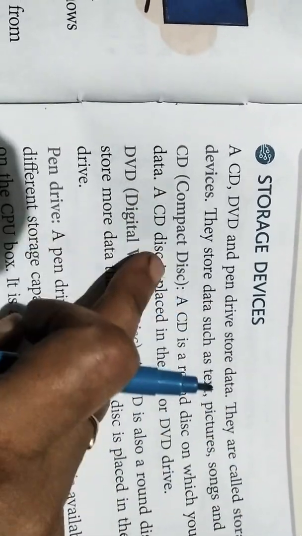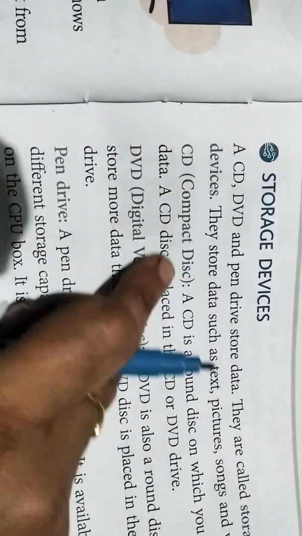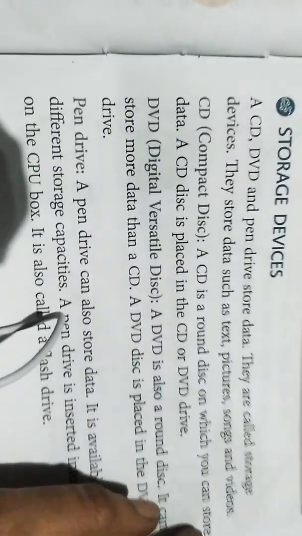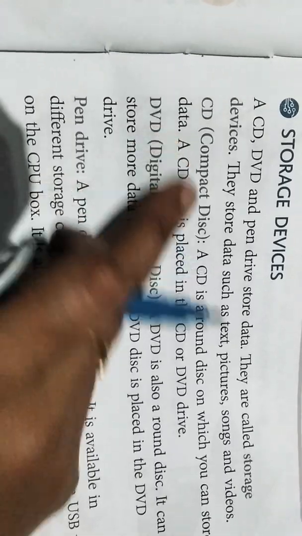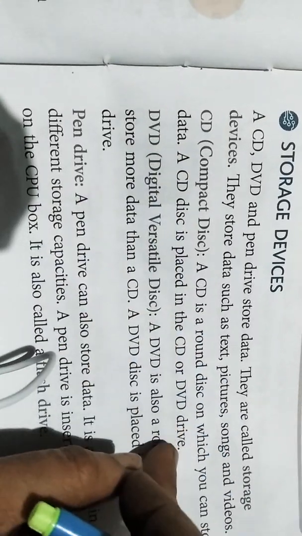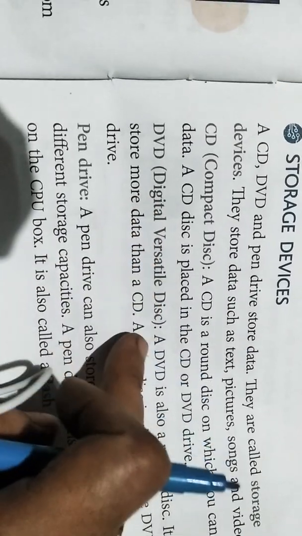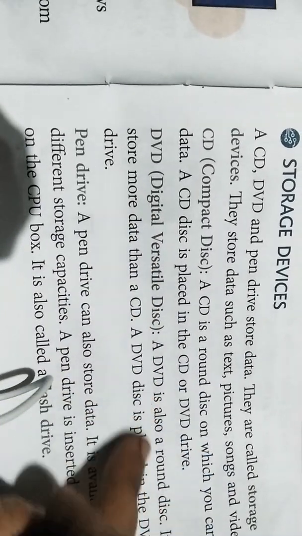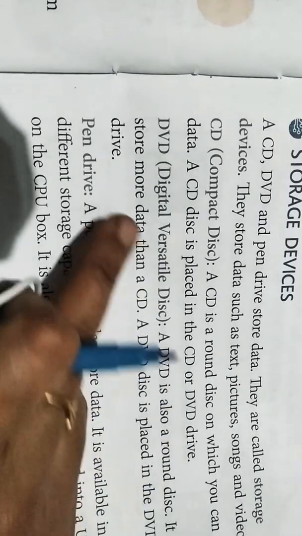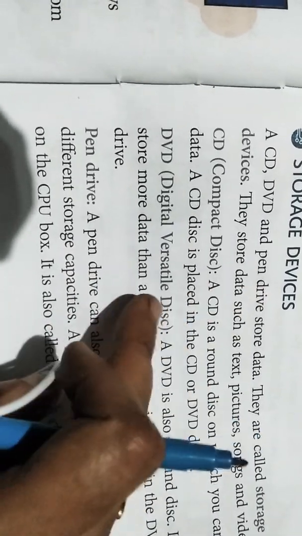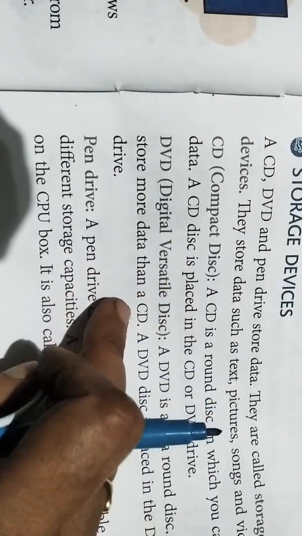Now move to CD. The full form of CD is compact disc. A CD is a round disc on which you can store data. A CD disc is placed on the CD or DVD drive. The full form of DVD is digital versatile disc. A DVD is also a round disc and it stores more data than a CD. ये CD से ज़्यादा इसमें DVD में स्टोर आप कर सकते हैं.